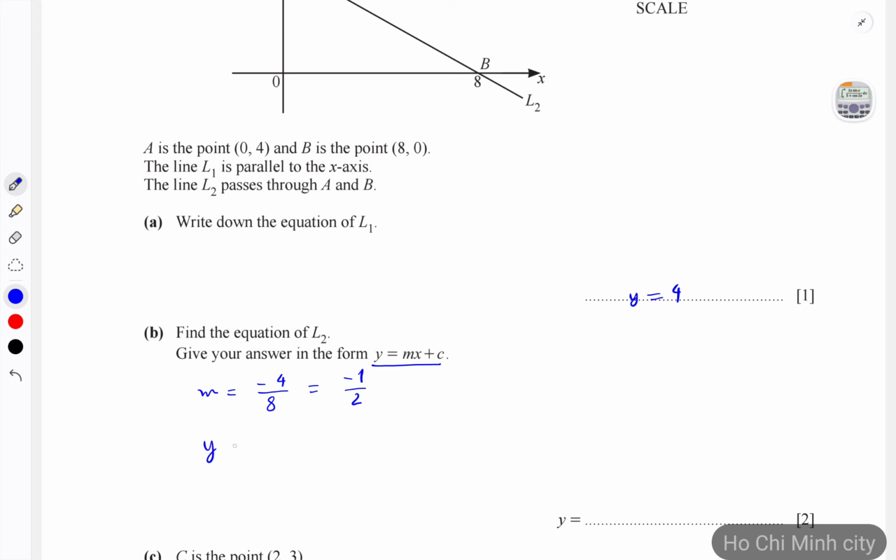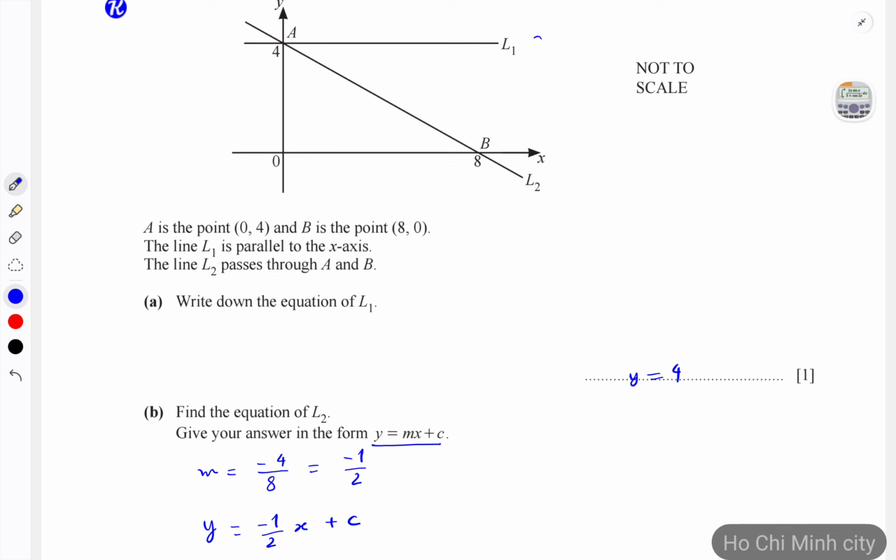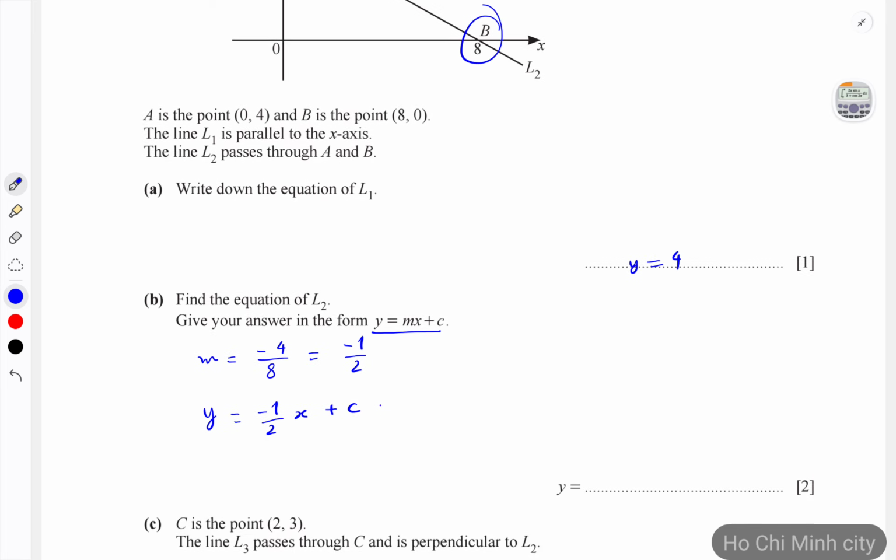So now we need to find out the value of c. So y is negative 1 over 2 x plus c. We need to substitute the coordinates of one point into this equation. So let's choose this value, 8, 0. So when we put 0 equals negative 1 over 2 times 8 plus c, then c is number 4. All right, so the y here is negative 1 over 2 x plus 4.